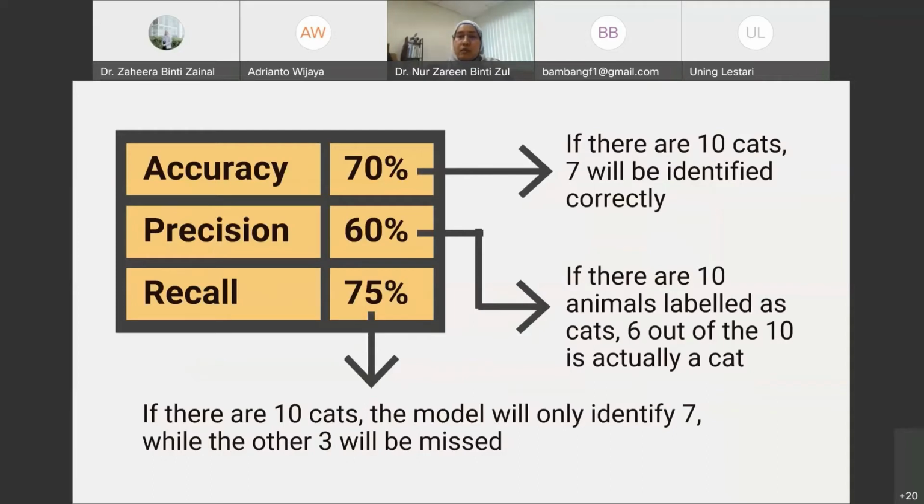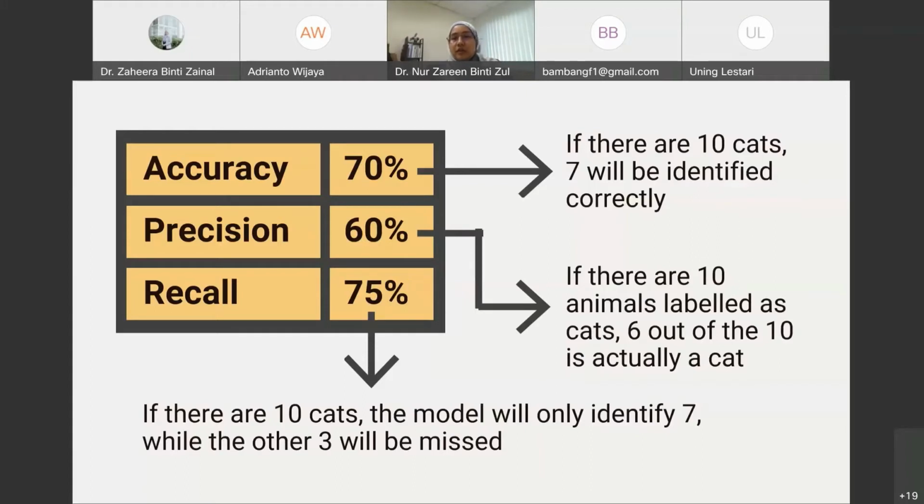So what it actually means is that for accuracy, because it's 70%, it means that if there are 10 cats, 7 will be identified correctly. So depending on the problem that you're having, 70% can already be a good score. But if you're working on critical problems that relate to something life-threatening, medical issues or whatever, then maybe 70% wouldn't be a very good accuracy score. So it depends on your problem as well. So accuracy 70% basically means 10 cats, 7 will be identified correctly. So only 3 would be wrongly identified.